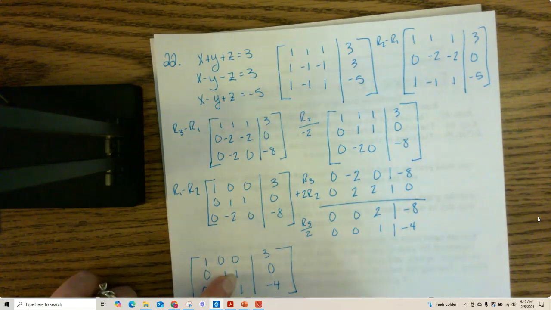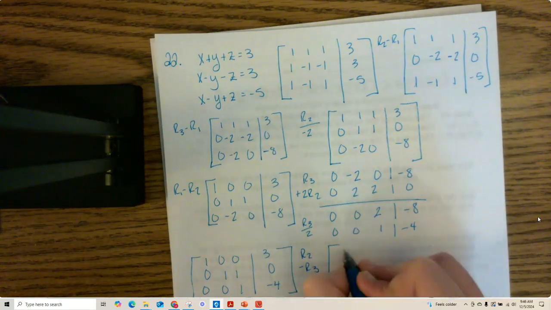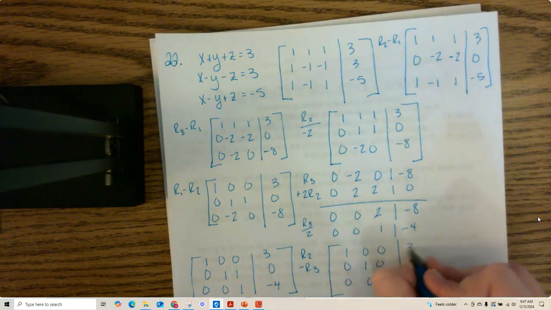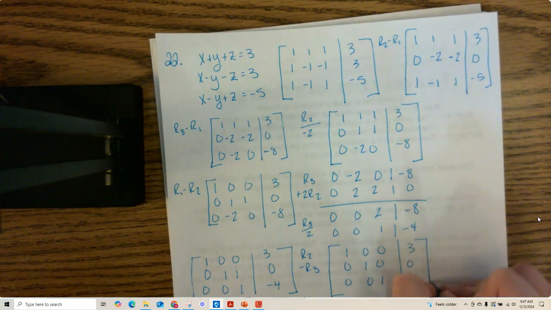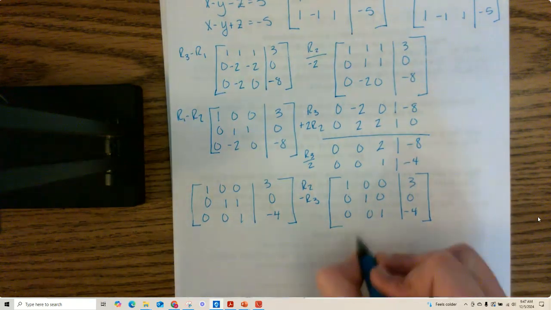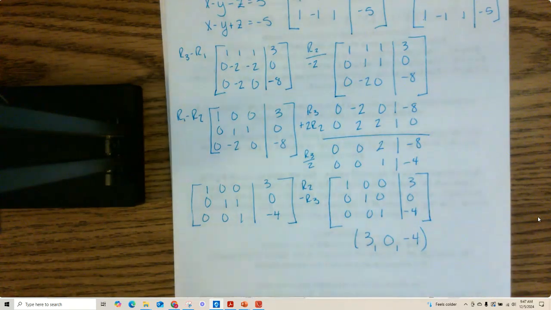So now I just need a 0 here. So row 2 minus row 3. 1, 0, 0, 0, 1, 1 minus 1 is 0, 1, 3, 0, negative 4. So that should be your solution.